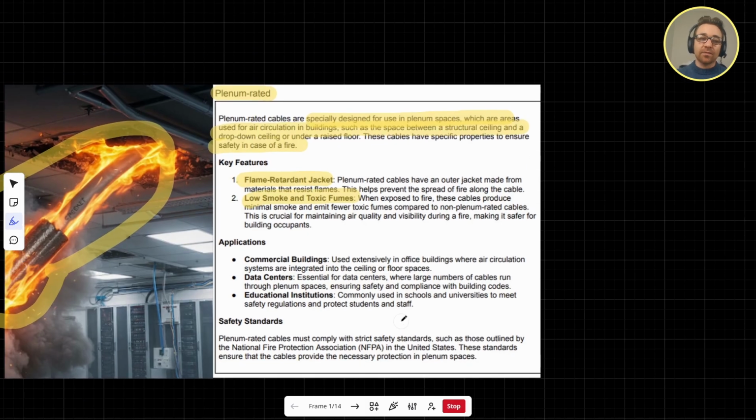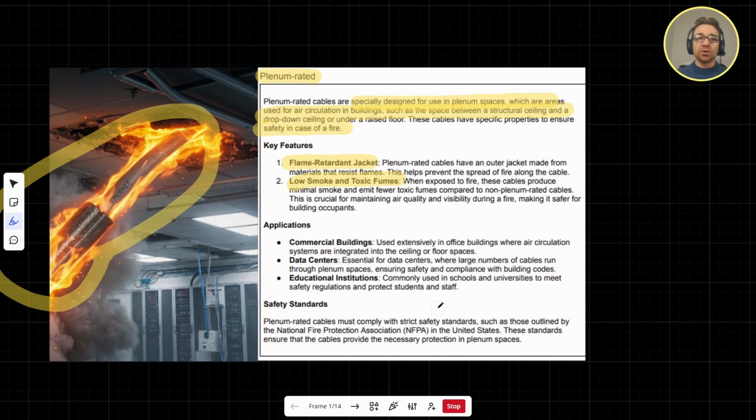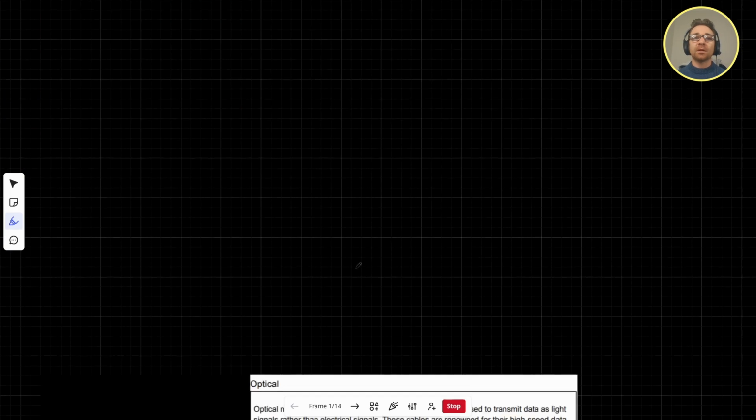In the case of a fire, they're going to reduce and minimize the amount of toxic smoke and fumes that are going to be there. That's Plenum rated cable, okay?